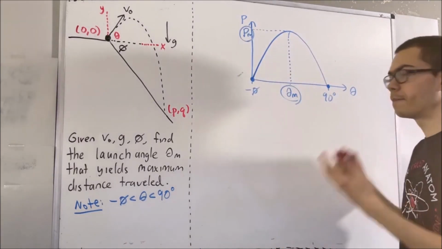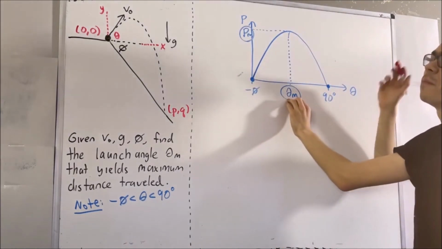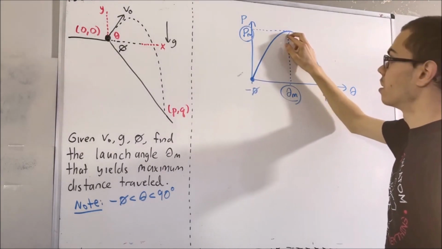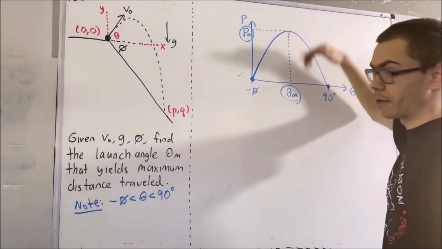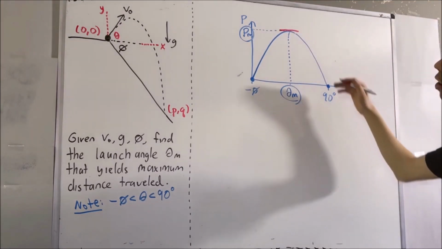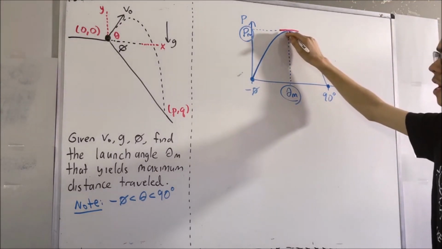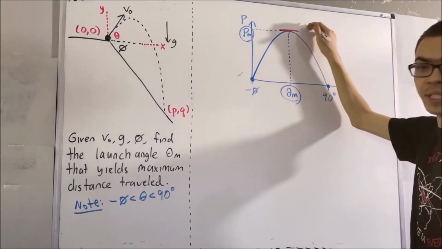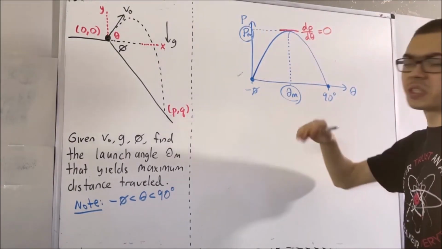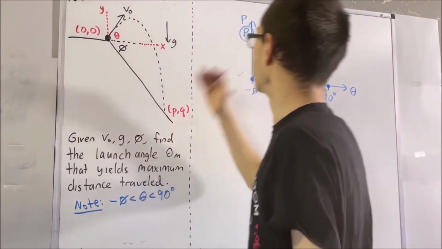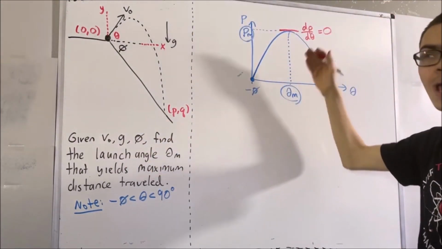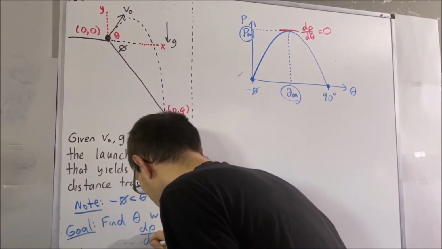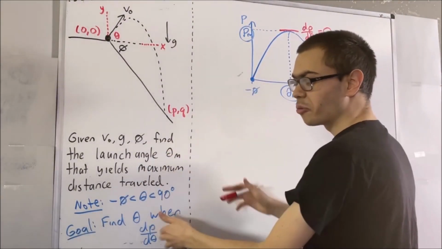So then, how do we find what this launch angle is? Well, notice that because this is a maximum, we have a horizontal tangent line here. If you recall, a horizontal tangent line is another way of saying that the derivative of p with respect to theta equals 0. So another way of looking at this problem is we want to find theta when dp over d theta equals 0.